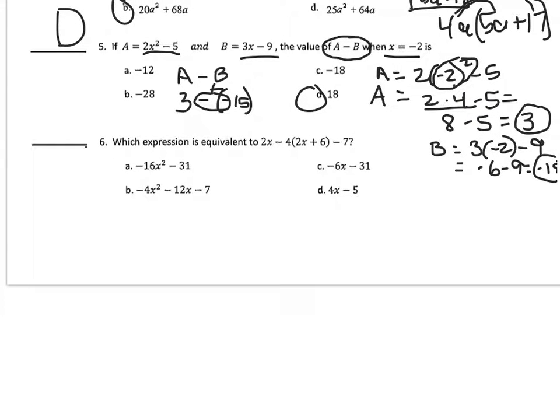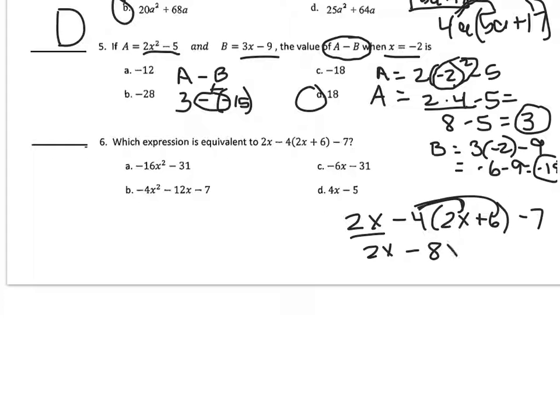And in number 6, which expression is equivalent to? Let's come down here and rewrite the expression. This is just a fancy way of asking you to simplify this. Get it in its most simplified form. First step is always to get rid of parentheses by distributing. You don't distribute the 2x through the parentheses, just the number directly in front of the parentheses, the negative 4, leaving you with 2x. Negative 4 times 2x is negative 8x. Negative 4 times 6 is negative 24, minus 7.